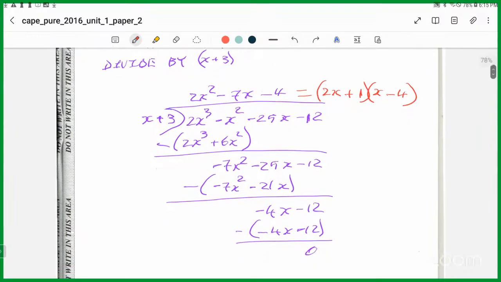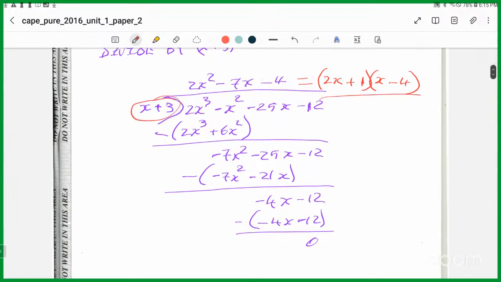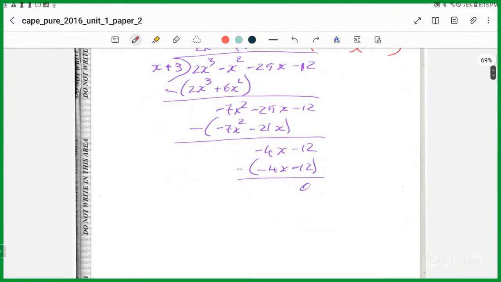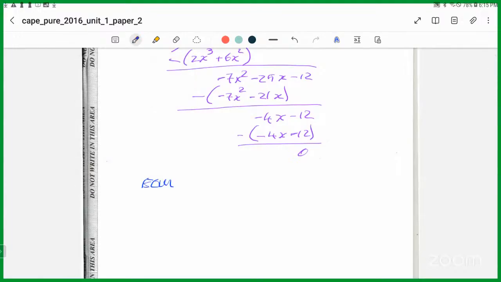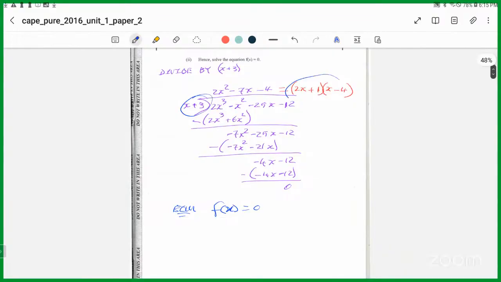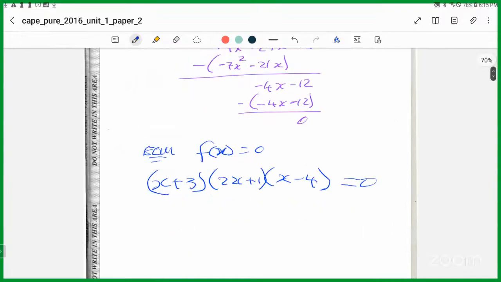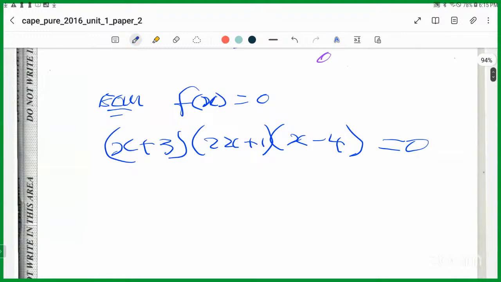So it means that f of x is the product of this and these. And if you know those factors, you therefore know the roots. So you can write f of x equals 0 is now this times this equals 0. You know, x plus 3 times 2x plus 1 times x minus 4 equals 0. If you know those factors, you can get the roots, right?